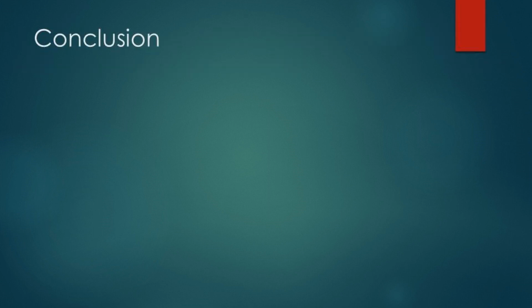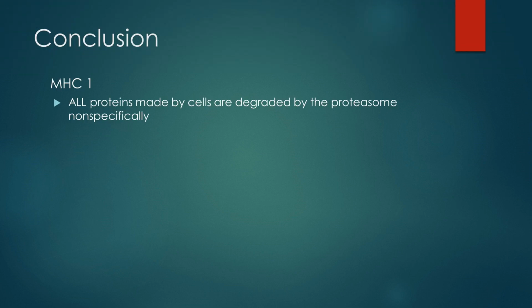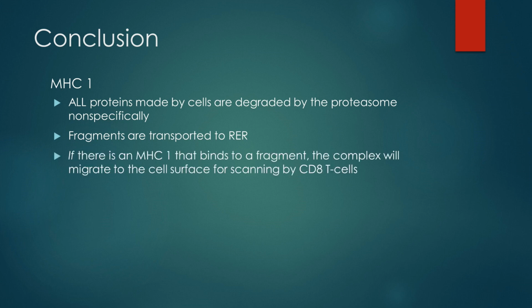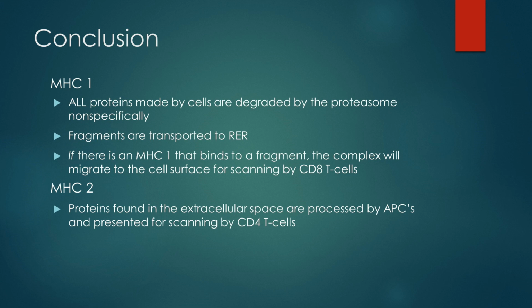To conclude, we will quickly review the essential information. All proteins made by a cell are degraded by the proteasome non-specifically. Protein fragments are transported to the rough endoplasmic reticulum. If there is an MHC Class 1 that can bind specifically to a protein fragment, it will be loaded and then exported to the cell surface for scanning by CD8 T cells. Proteins found in the extracellular space are taken up by antigen-presenting cells and presented on the MHC Class 2 for scanning by CD4 T cells.